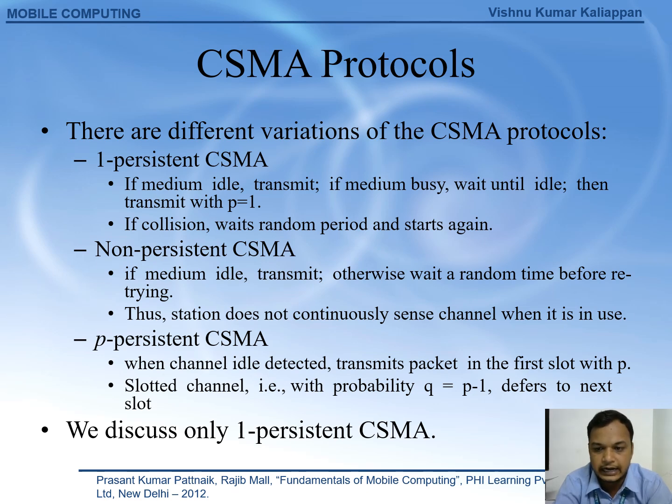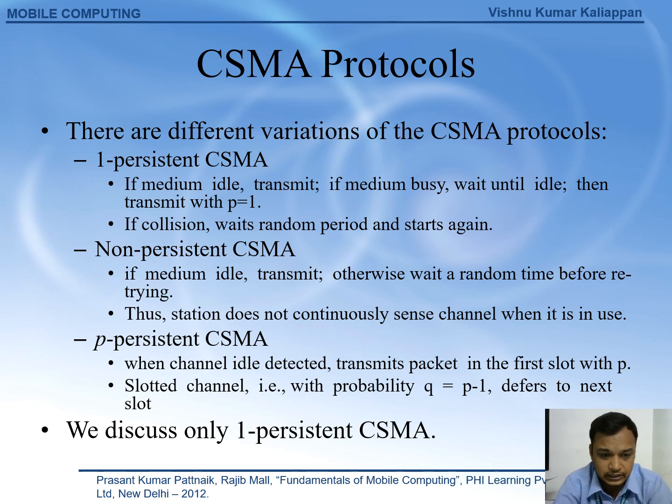Otherwise, it waits for a random amount of time before retrying. Thus, the station does not continuously sense the channel when it is in use. So the difference between one-persistent and non-persistent is in how it checks. As far as one-persistent CSMA is concerned, it checks continuously. But in the case of non-persistent, it will not check continuously. It will check based on some amount of time.